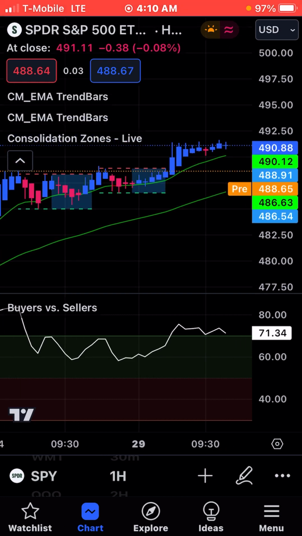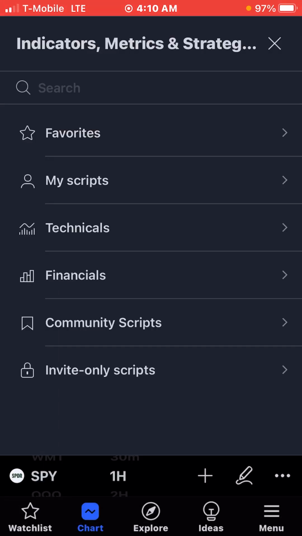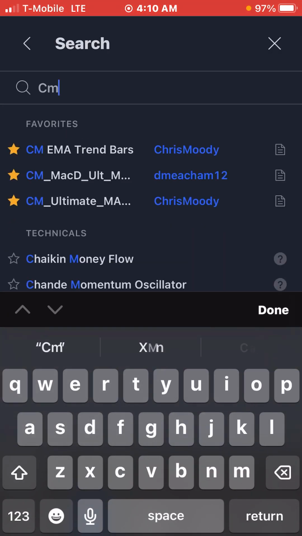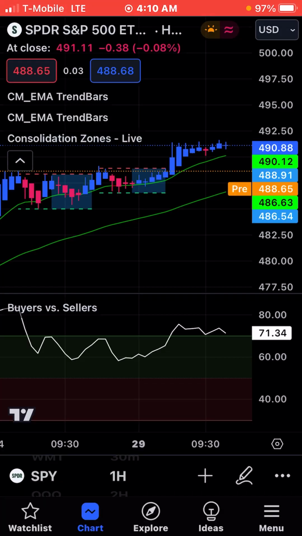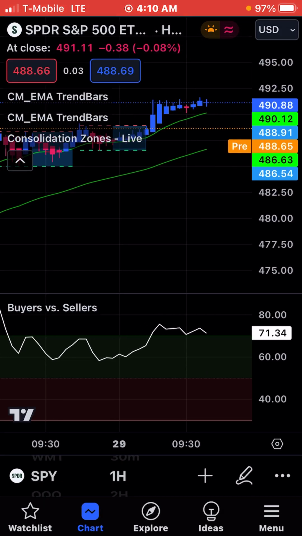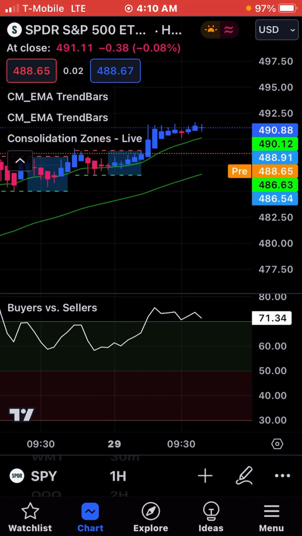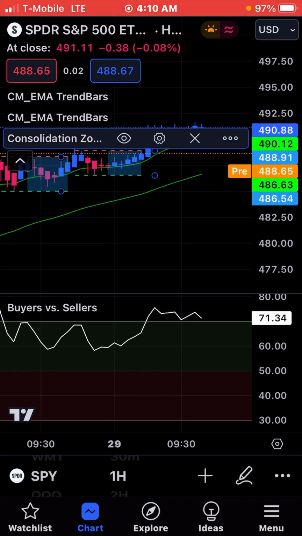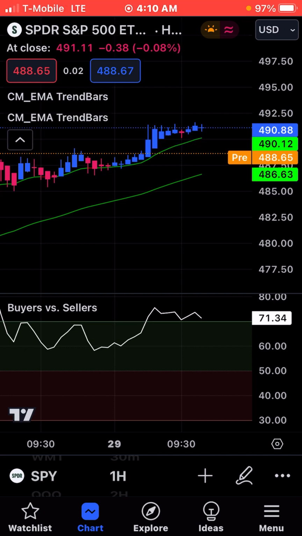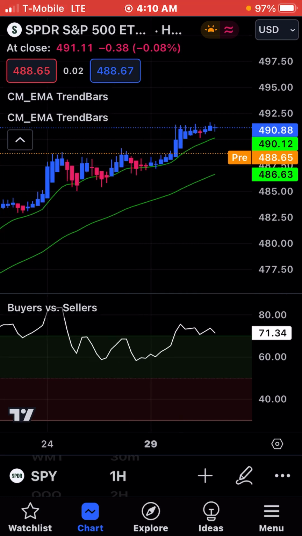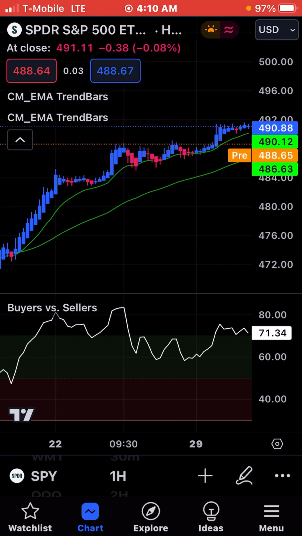First, you want to go to your indicators, and you want to search for CM EMA trend bars. You're going to click that twice, and you're going to put it with the settings of 13 and then 48, and that's what you have here. So you're going to be going by the 1348 strategy, and I have consolidation zones on here too, because it's good to see when things are consolidating, but it's not really needed right now.